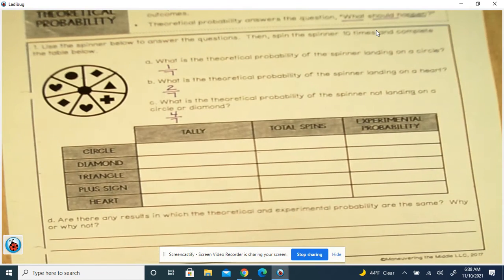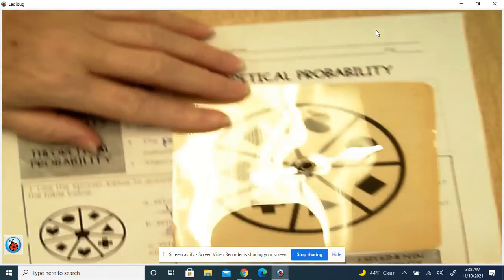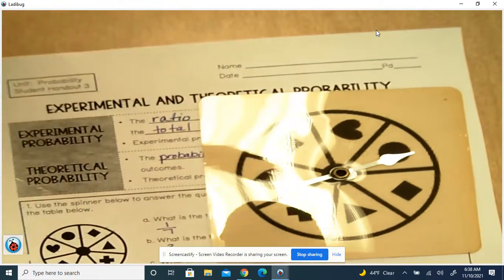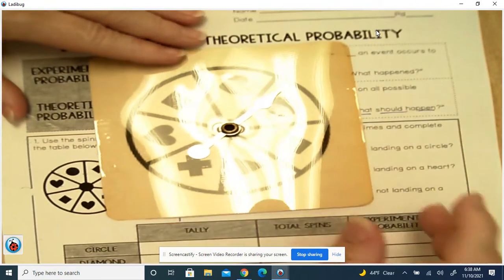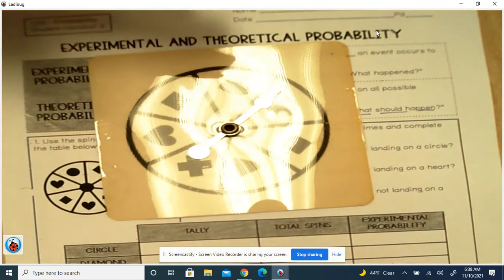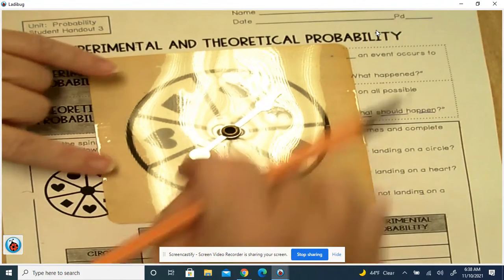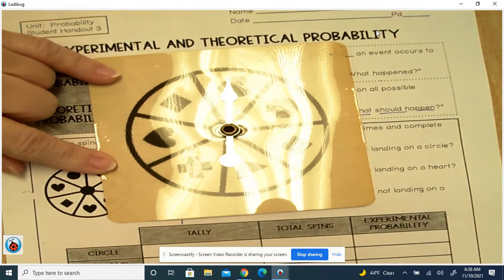All right. Then up here it says to spin the spinner 10 times and complete the table below. So I'm going to spin it right here. There's a little glare on it. I don't know if I can get the glare off it, so I just have to tell you. So spin it once, it landed on a heart.